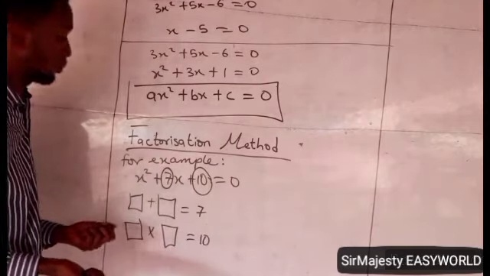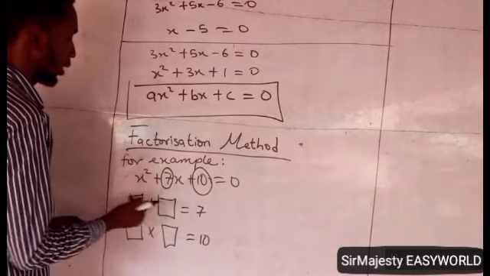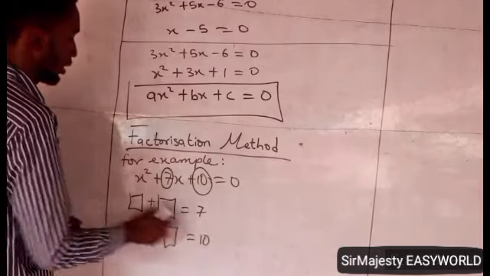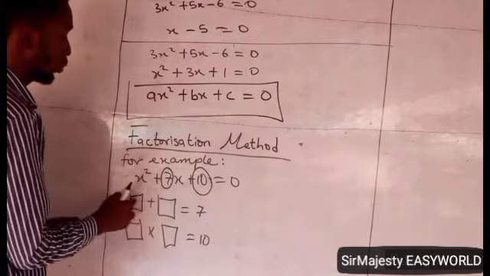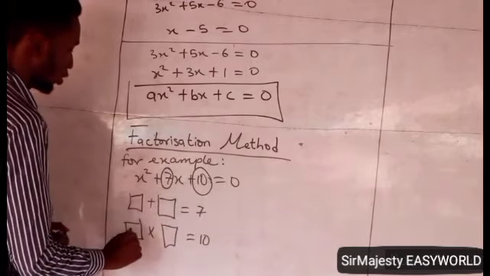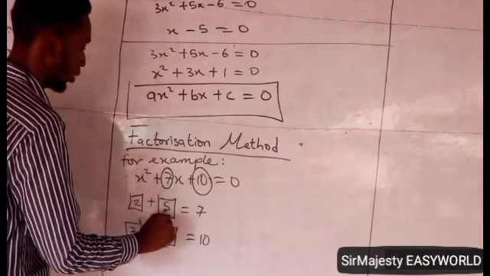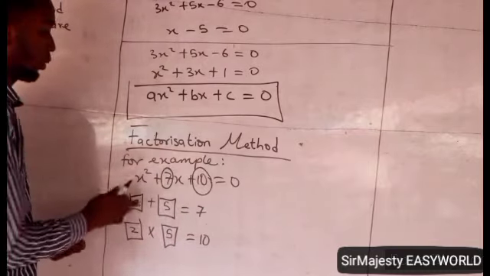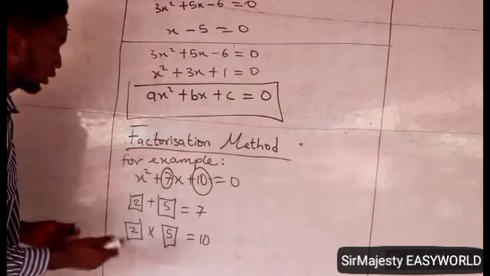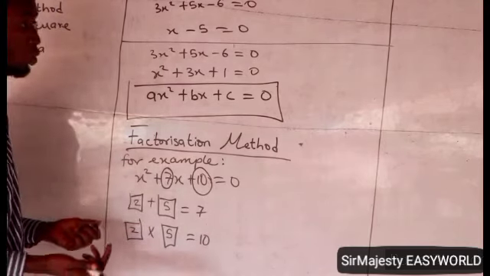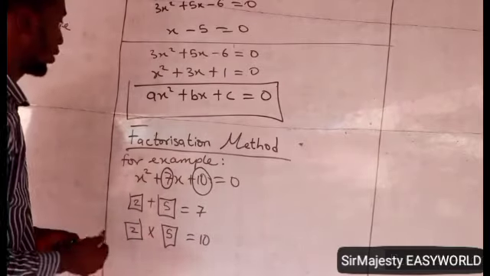And then we begin to brainstorm. What numbers can you multiply to get 10? 2 times 5 should give us 10, and 2 plus 5 should give us 7. So 2 and 5 are the numbers we are looking for, because those are the only pair of numbers that satisfy this condition. So we have 2 and 5. Now what we do with these numbers is very important.